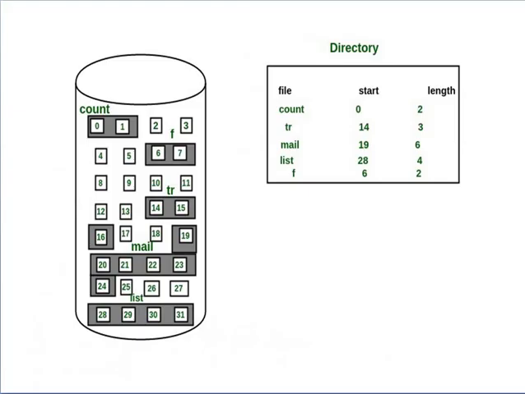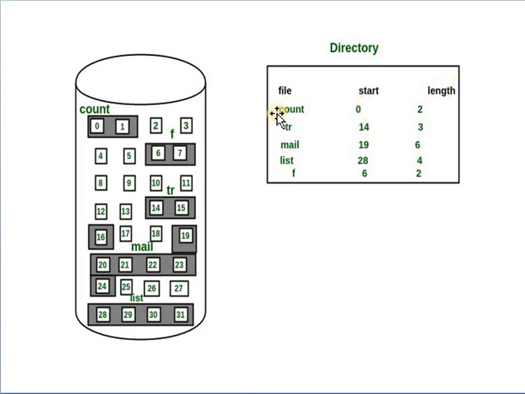In this example, here is a file directory. The directory stores the files that are allocated in the operating system. The directory entry contains two attributes. The first one is the file name, and each file has two attributes: the starting address of that particular file and the length, that means the size of that particular file.